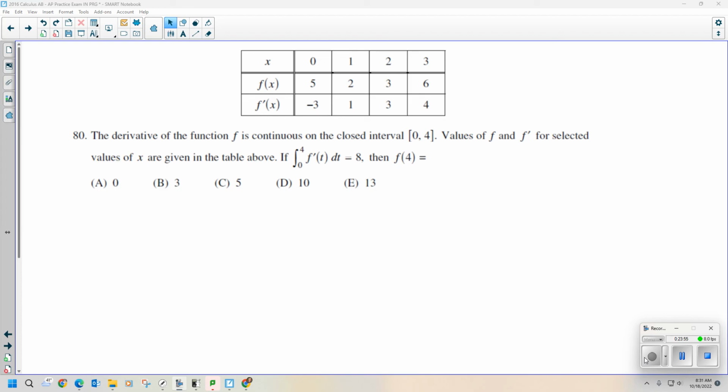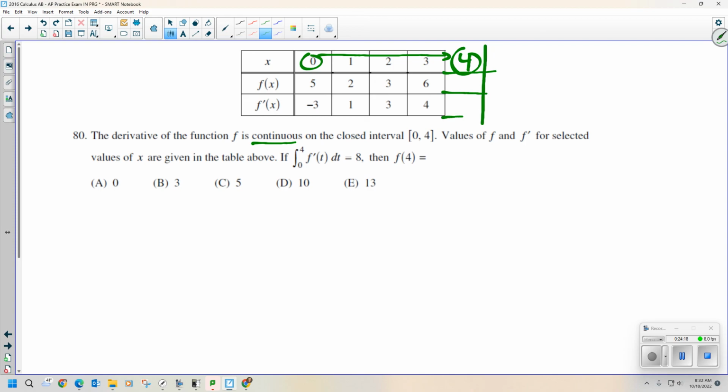The derivative of the function f is continuous on the closed interval from 0 to 4. That's nice. It's continuous: no breaks, no holes, no jumps. We don't know what either one of these are yet. The values of f and f prime for selected values of x are given in the table above. If the integral from 0 to 4 of f prime of t dt equals 8, then what's f of 4?